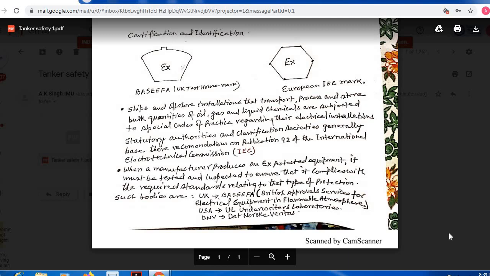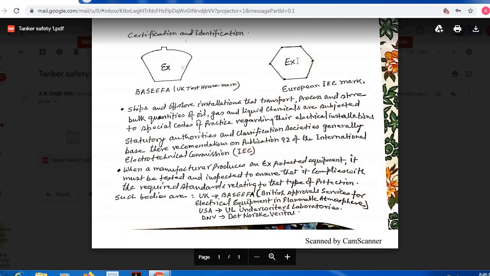They are the bodies who are going to certify manufactured equipment, and when it is used in your hazardous area in the specified zone for a specified gas group, with all the gas characteristics that we will be discussing, it will ensure that it is protected against explosion.